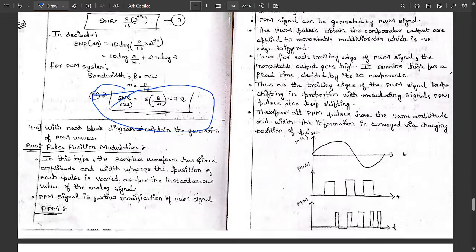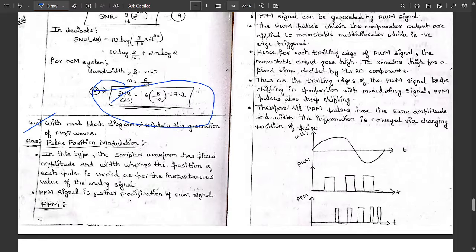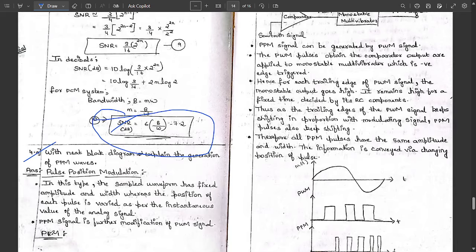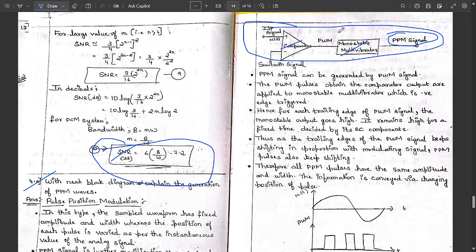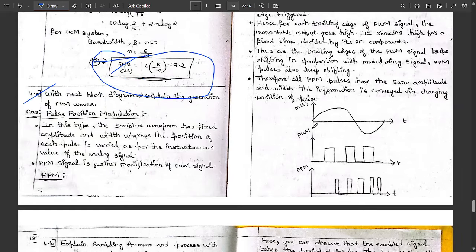Again, with a neat block diagram, explain the generation of pulse position modulation. We use one comparator, along with one monostable multivibrator, directly given to the PWM output. Whatever is generated from the comparator is given to a monostable multivibrator, and the resulting output we get is the pulse position modulated signal. For the monostable multivibrator, we use the IC 555. You can mention that. This is the output generated for PWM and PPM.